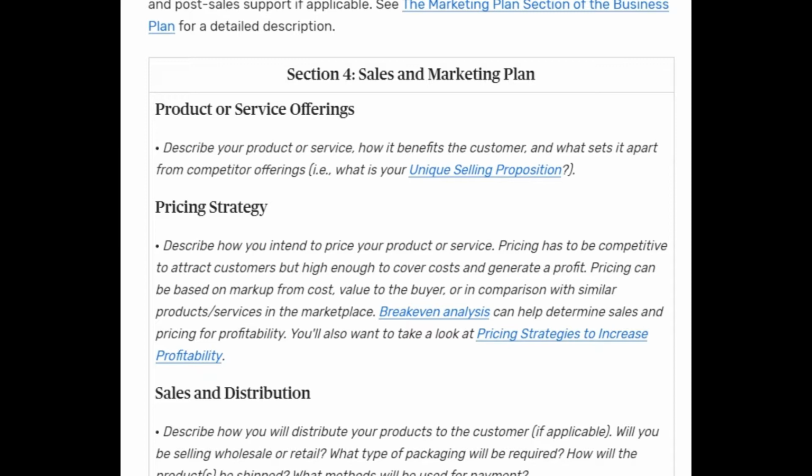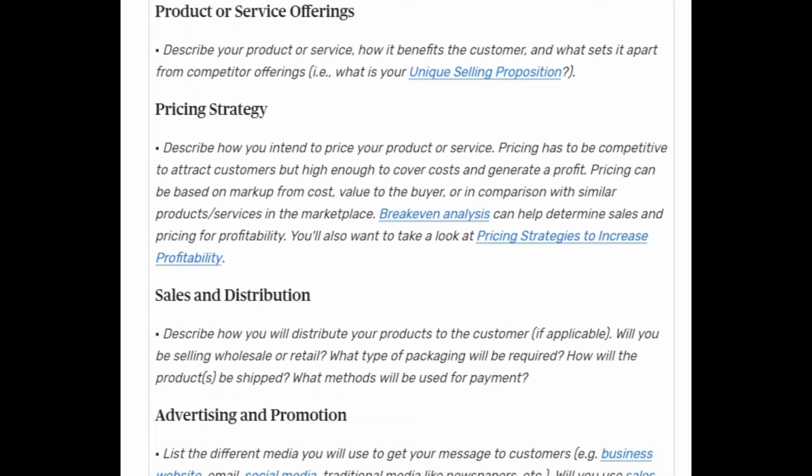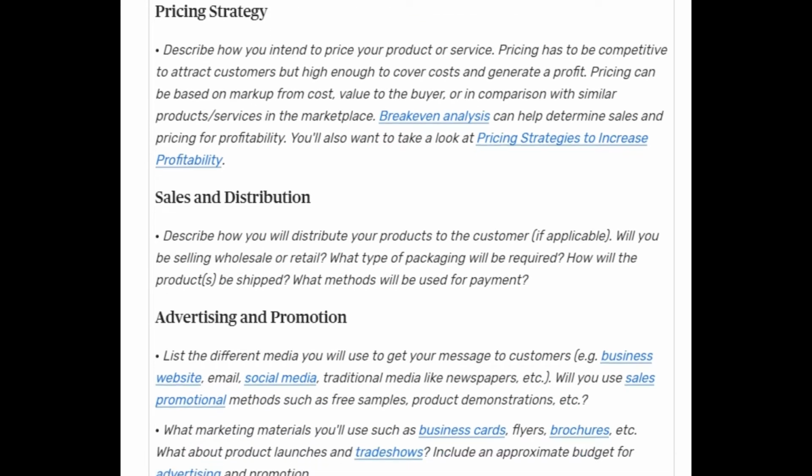So pricing strategy would be describing how you intend to price your product or service. Pricing has to be competitive to attract customers, but high enough to cover cost and generate a profit. Pricing can be based on markup from cost, value to the buyer, or in comparison with similar products and services in the marketplace. So sales and distribution: mention the channels of your distribution and also the sales channel, but it may depend upon the type of business you are running.